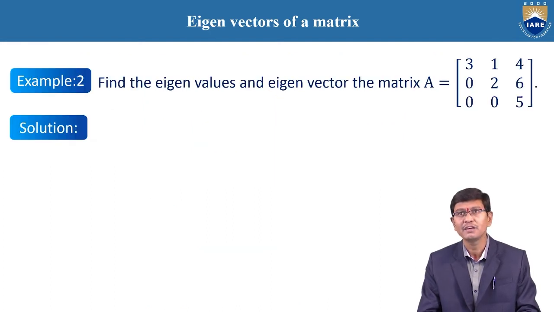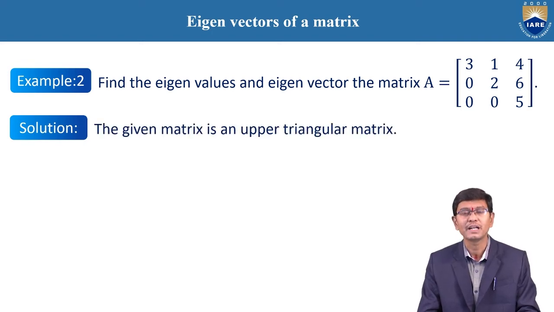And similarly, consider one other example: find the eigenvalues and eigenvectors of the matrix A equal to 3, 1, 4, 0, 2, 6, 0, 0, 5. Observing this given matrix, it is clearly an upper triangular matrix. Why? Because according to the definition of the upper triangular matrix, the elements below the diagonal are 0. Here it clearly satisfies that the given matrix is an upper triangular matrix.